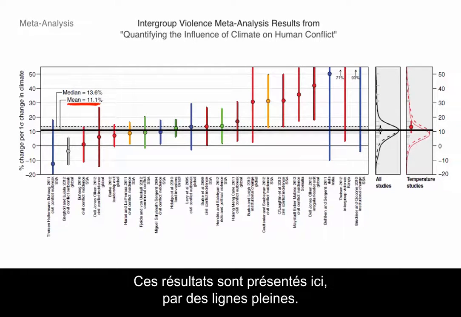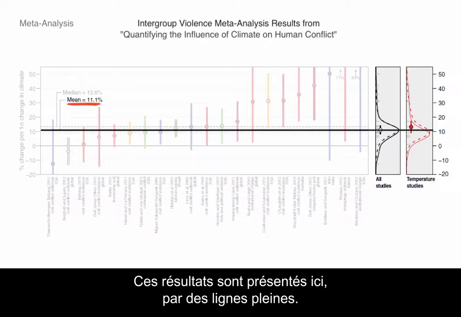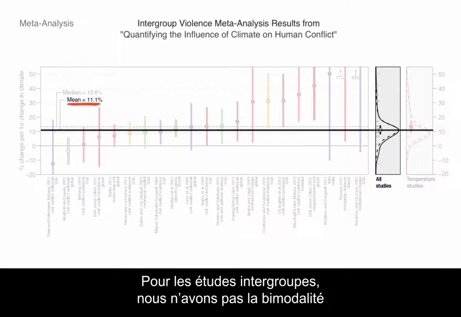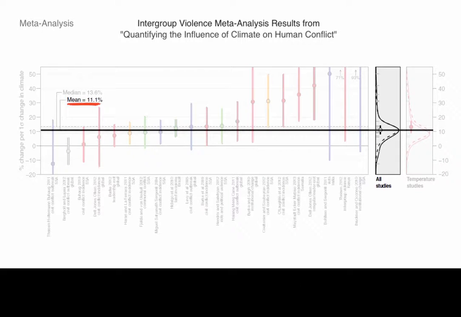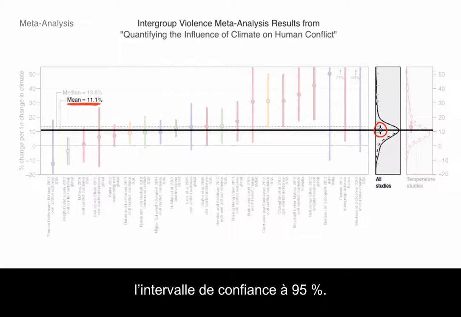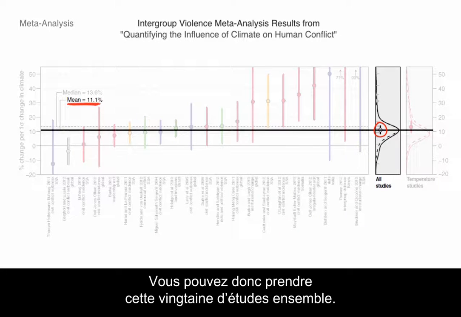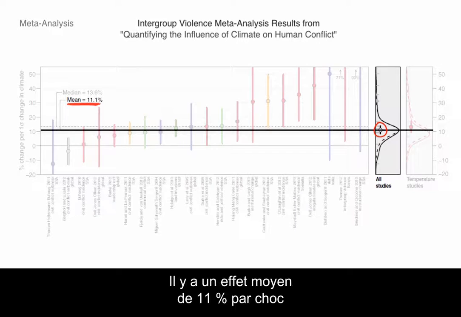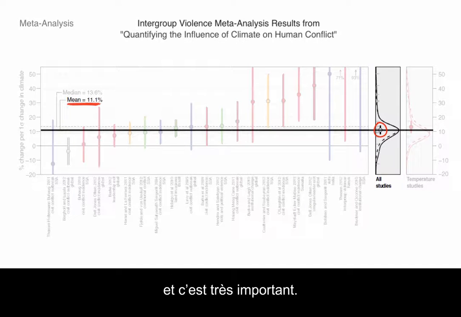And those results are presented over here in solid lines. So for the intergroup studies, we don't have that bimodality we had in the interpersonal violence. This white circle here is the average effect from the meta-analysis with the resulting 95% confidence interval. So you can see, taking these couple dozen studies together, there's an average effect of 11% per 1 standard deviation shock, and it's very significant, right?